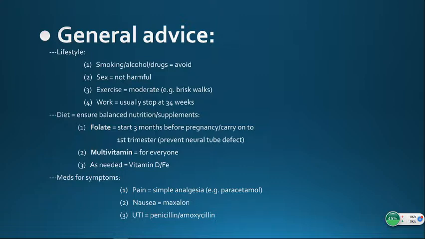In terms of diet, it's important to ensure a balanced nutrition, and there's a few supplements you need to take. Folate is very important because folate prevents neural tube defects. And you need to start taking folate before getting pregnant, so 3 months before pregnancy and carry on throughout the first trimester. Multivitamin is, I think, recommended for everyone. And depending on the woman's deficiency, you might consider vitamin D or an iron supplement.